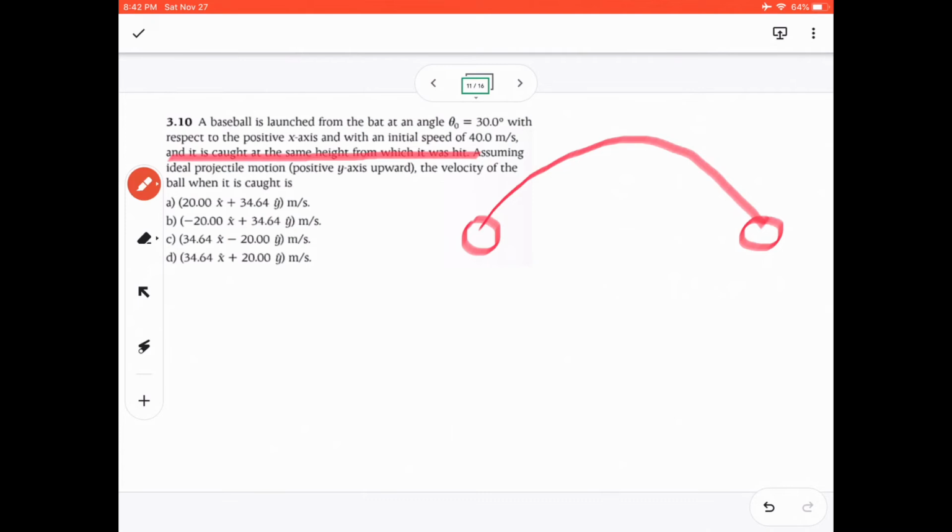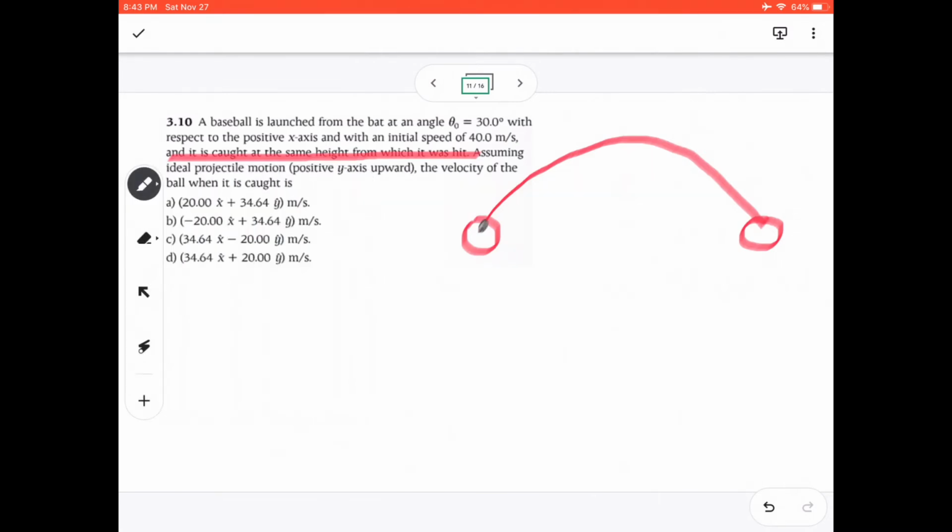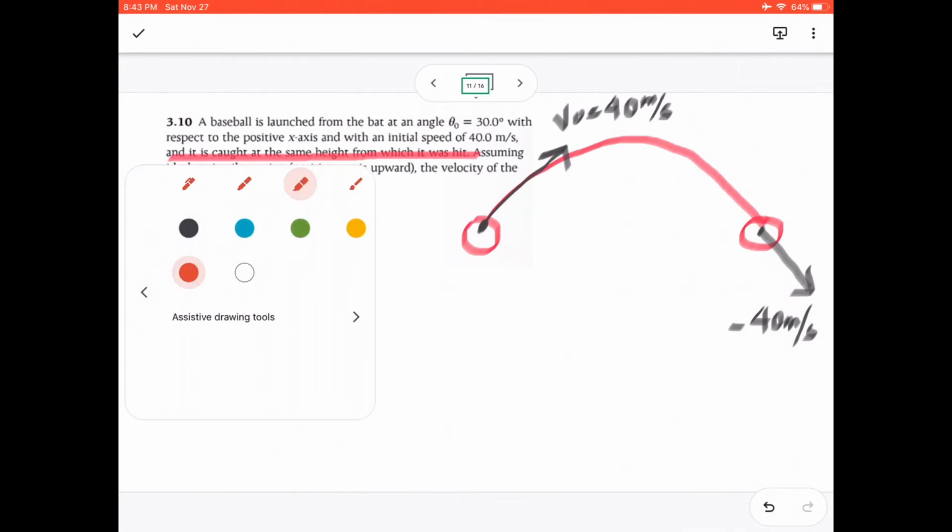That's it. Assuming ideal projectile motion, the positive y-axis is upward, the velocity of the ball when it is caught is, alright, so the initial velocity in here is 40 meters per second. So this one, V0, is equal to 40 meters per second. Now, since it was caught at the same height at the end, it will still be 40 meters per second. But now it is negative because it's now downwards. Here it is upwards, so it is positive at the initial phase.